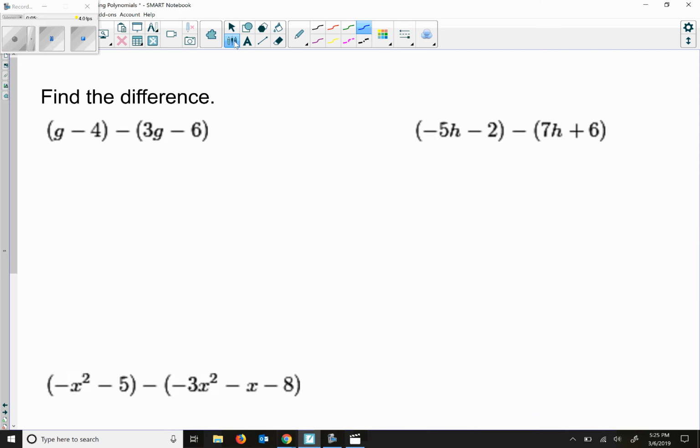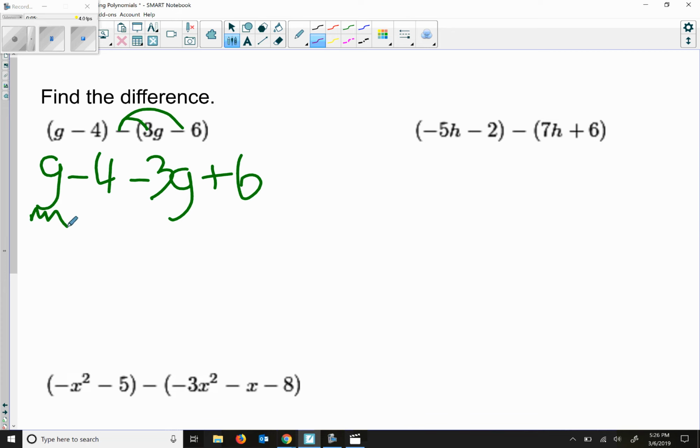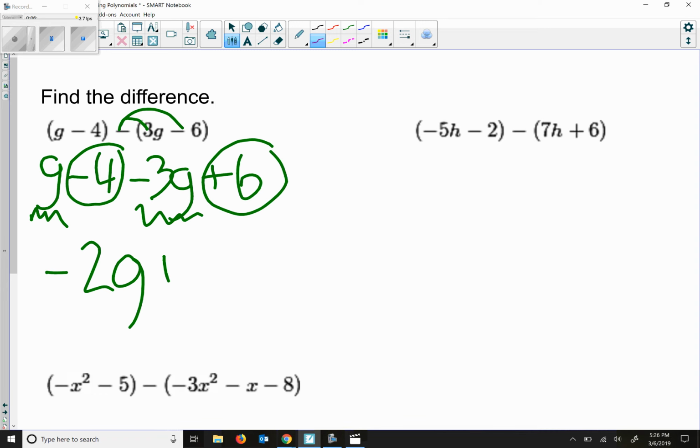So here, the big thing for these, you guys, is make sure that you take this negative and you distribute it through. So this is g minus 4, then you have minus 3g and plus 6. So just be aware of that. From here, again, you can just find your like terms. So you've got g, and then you've got negative 3g, so that would be negative 2g, and then you've got negative 4, and then plus 6, so that would be plus 2.